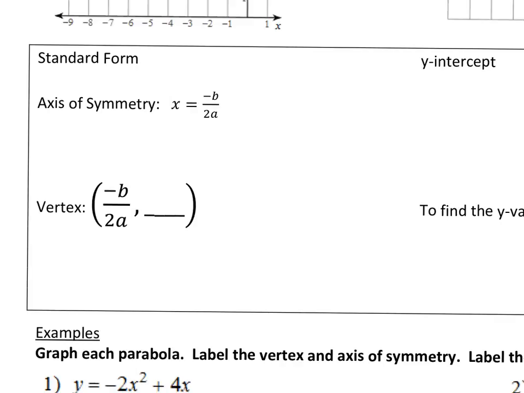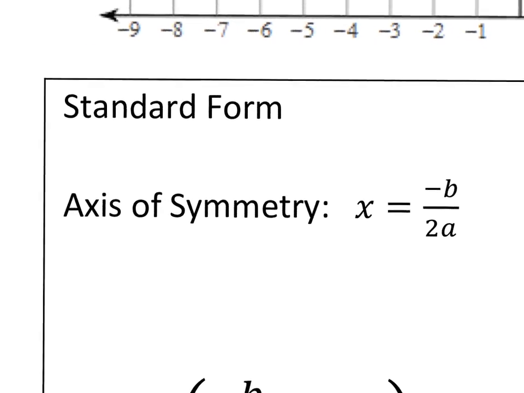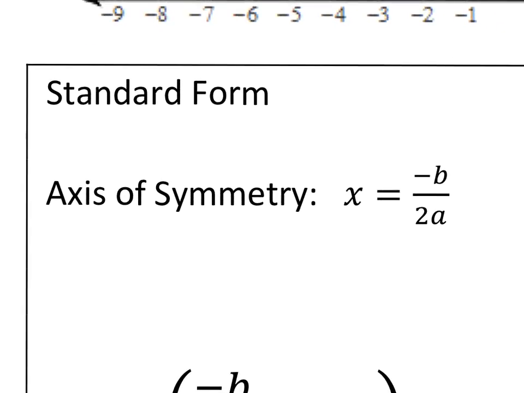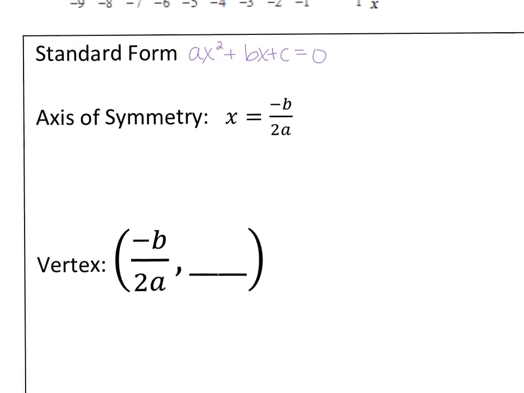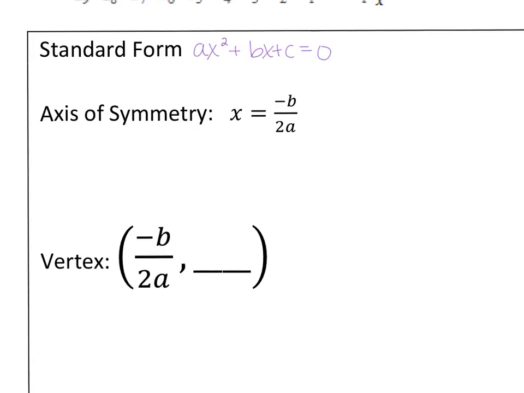Alright, so let's remind you guys of something. When we are looking to graph quadratics in standard form, let's just remind you what standard form actually is. Standard form is, remember, ax squared plus bx plus c, and that equals 0. And that is standard form. And to find the axis of symmetry, it's going to be negative b over 2a. So whatever you have as your b, you're going to plug that into that equation, and a.